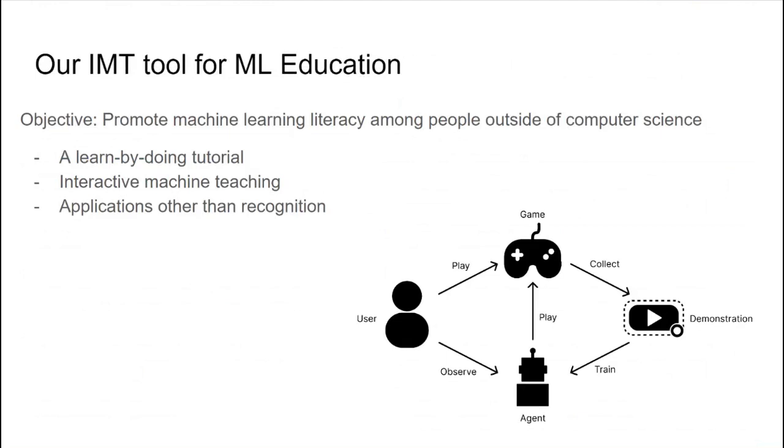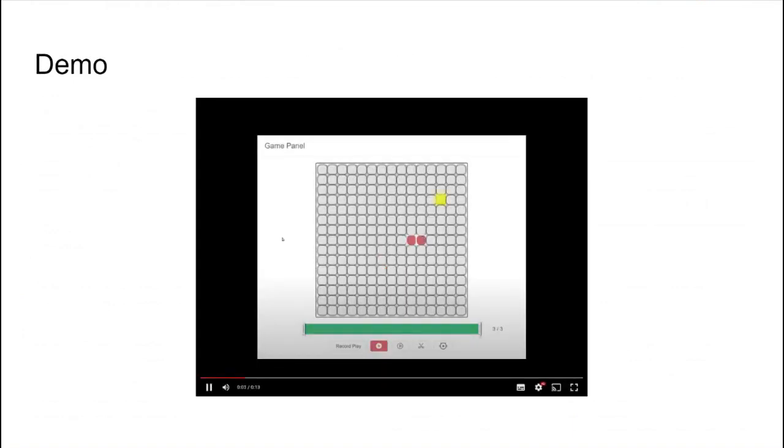So, inspired by these ideas and Teachable Machine, we propose the tool to promote machine learning literacy among people outside of computer science. It is a learn by doing tutorial, which is better received than a form of a curriculum by novices. We utilize interactive machine teaching in our tool design, just like existing educational programming tools that adopt live programming. We pick gameplay agent training as our application because almost all existing educational machine learning tools are designed for recognition tasks. We choose the game Snake and embed it in our current implementation.